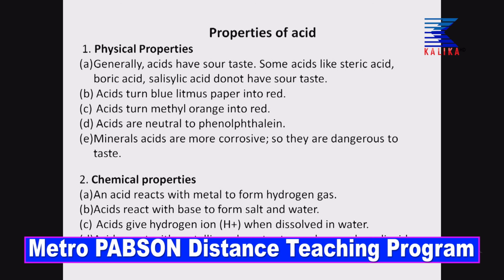Litmus paper, methyl orange and phenolphthalein are indicators to distinguish whether the given substances are acid, base or salt. They show different colors in acid, base and salt, which makes it easier to distinguish. So, mineral acids are corrosive in nature, so they are dangerous to taste.